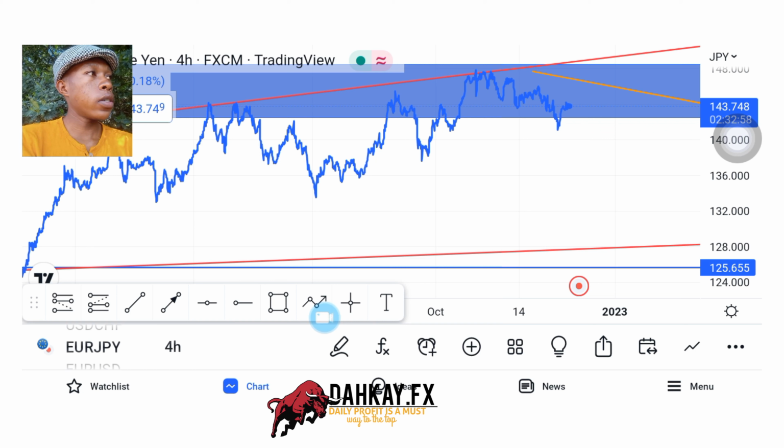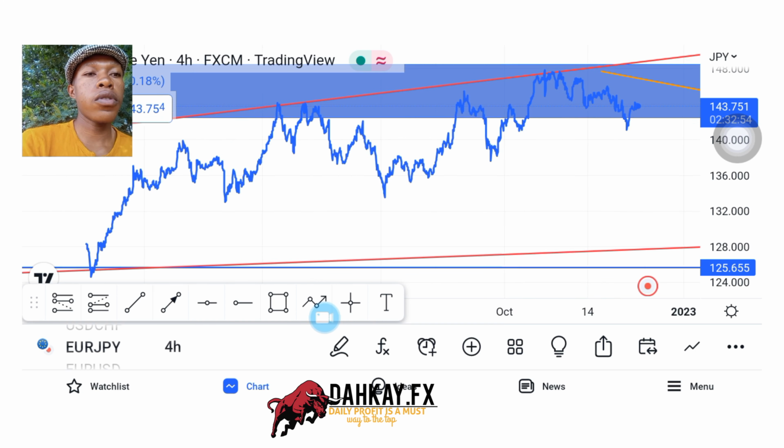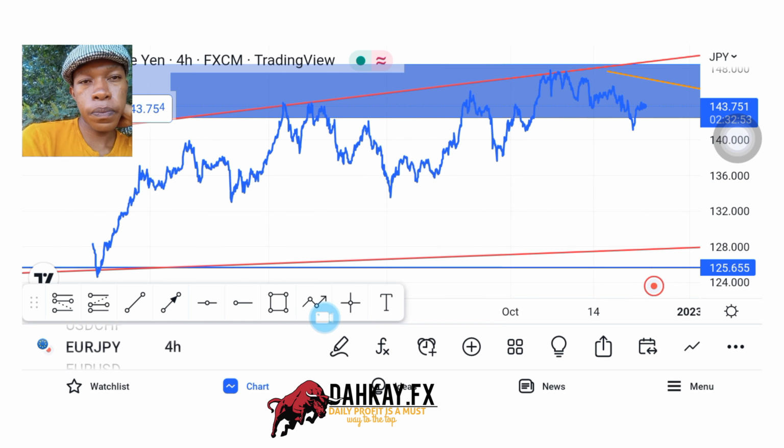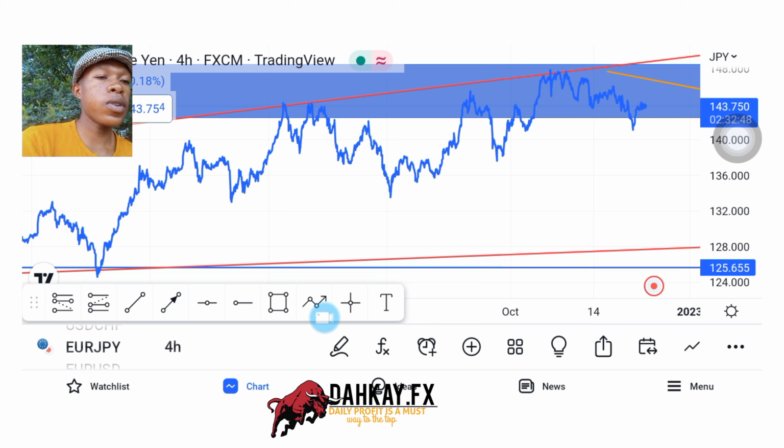That's not the case. So after doing this analysis, guys, you can turn back to the candlesticks. This is where you want another confirmation, guys, because we can have candlesticks showing a reversal.